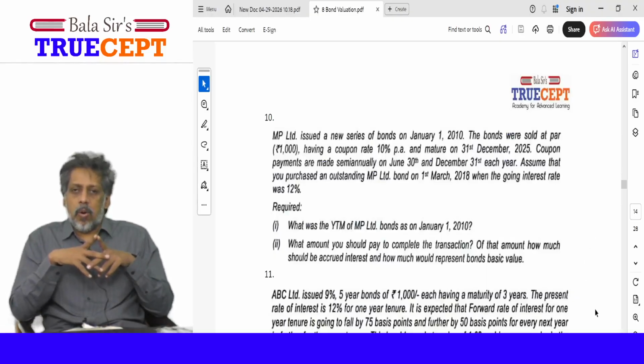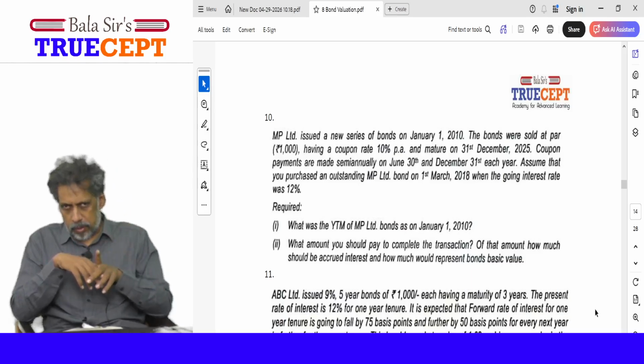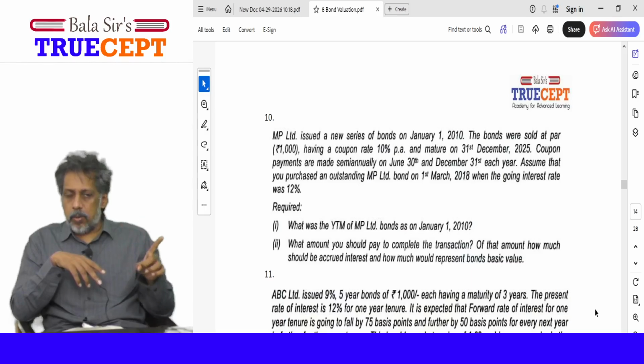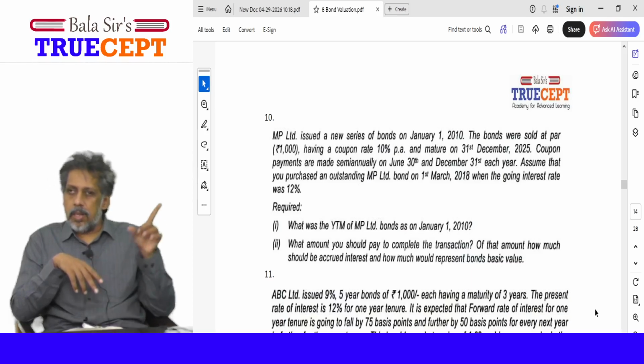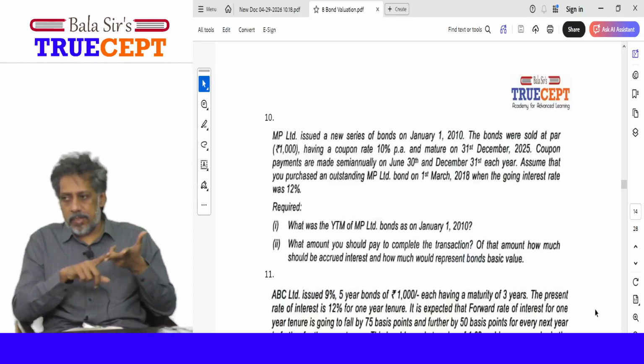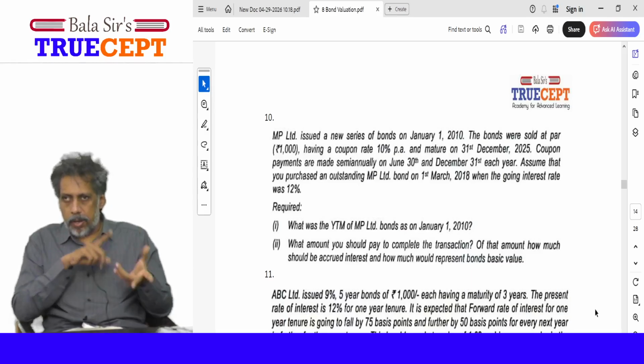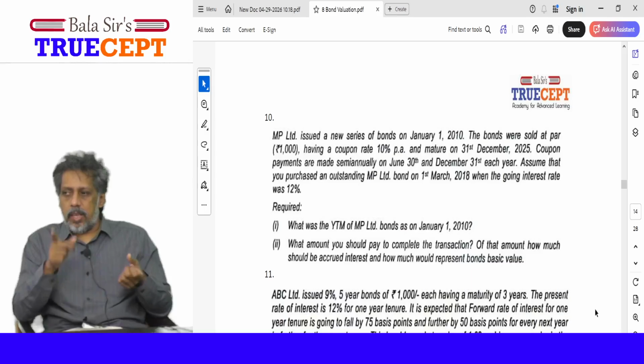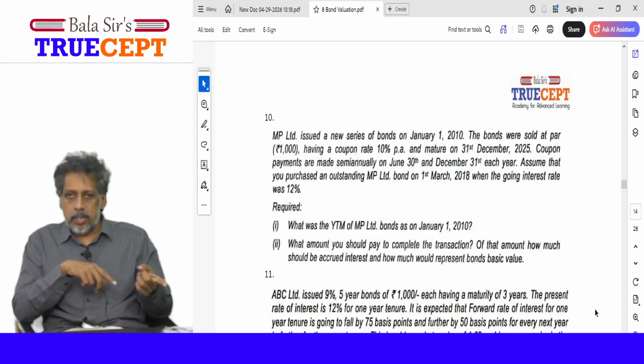Now let us go ahead and take on the next example. MP Limited issued a new series of bonds on January 1, 2010. The bonds were sold at par, rupees 1000, having a coupon rate of 10% per annum. So point to note: the company issued rupees 1000 face value bonds that carry 10% interest per annum, and these bonds have been issued at par, right?